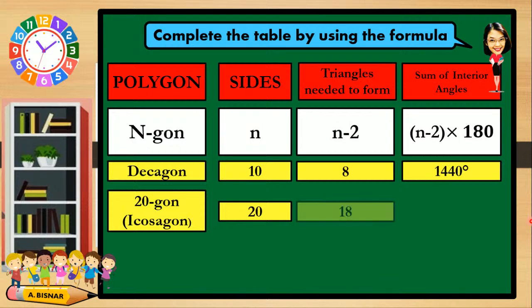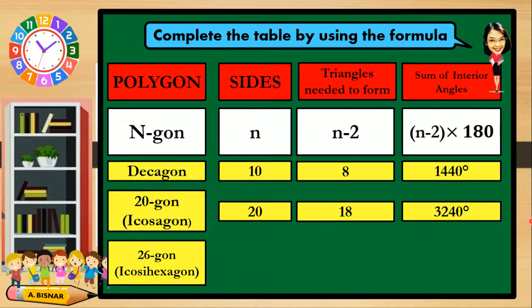Okay, 18 and then 3,240. So, 18 times 180. You always have to subtract 2. So, 18 times 180. So, we have 3,240 degrees.